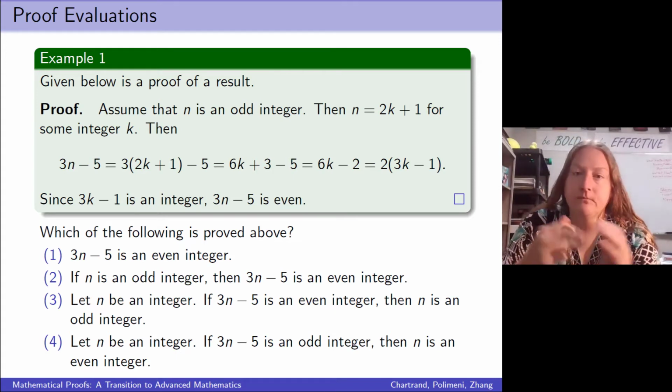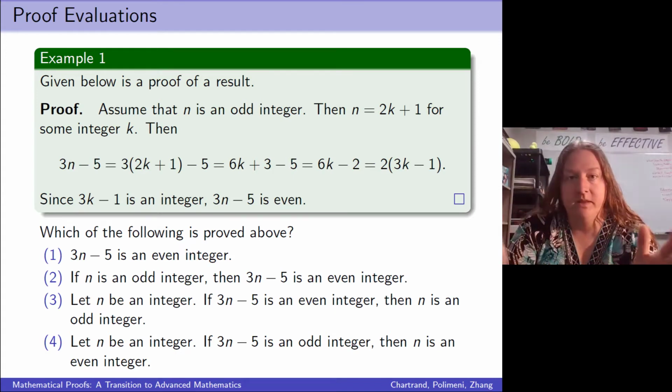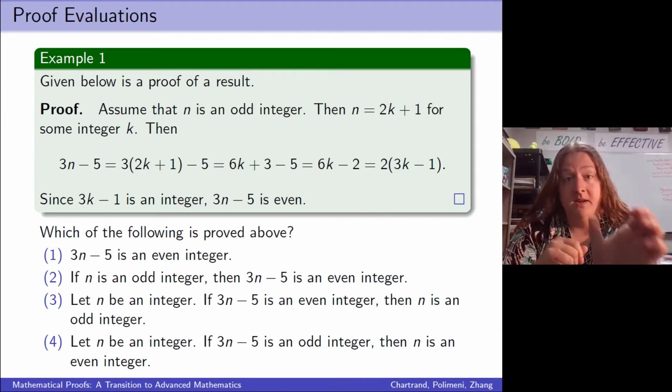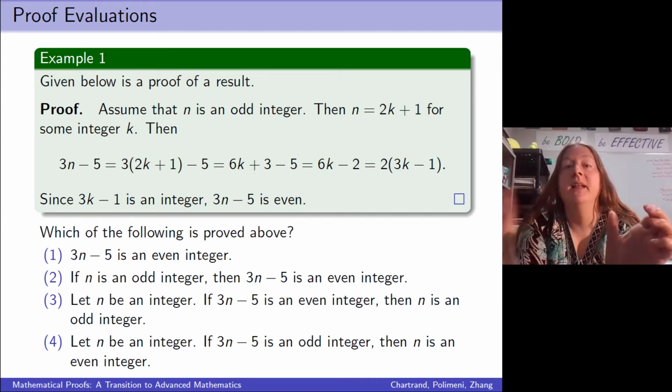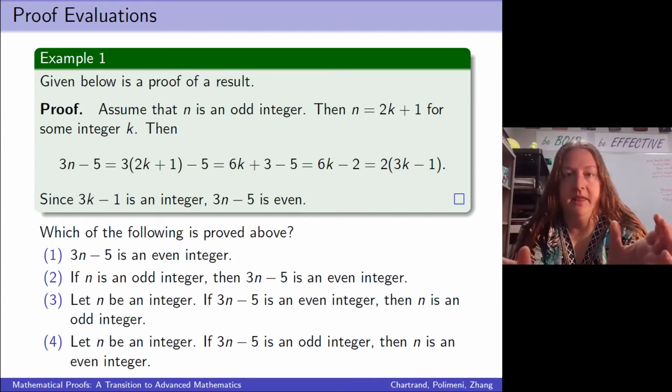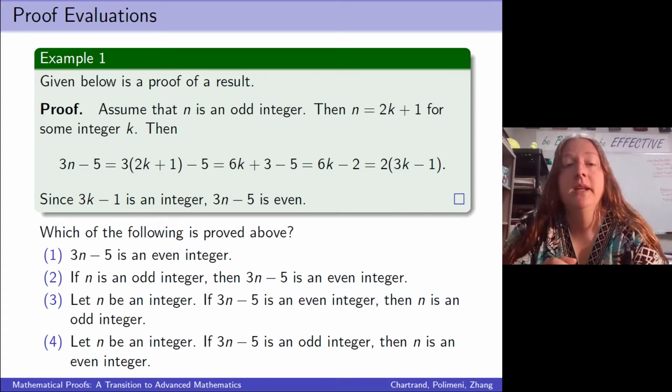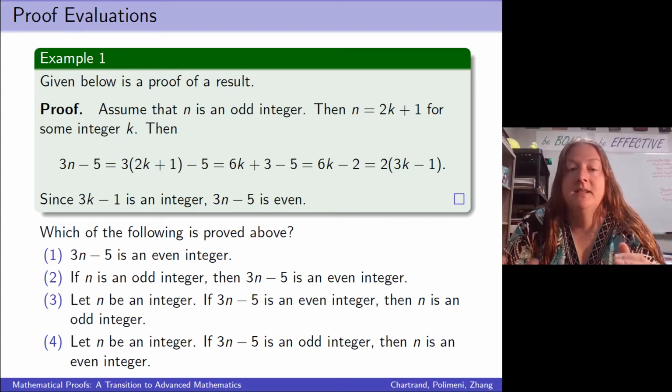So remember, when we're proving statements, they're implications. Sometimes they're biconditionals, but there's at least an implication, an if and then. And we always assume the thing that's paired up with the if, and we prove the thing that comes with the then. So here we have, assume that n is an odd integer. So I know the statement I'm proving needs to say something like if n is an odd integer.